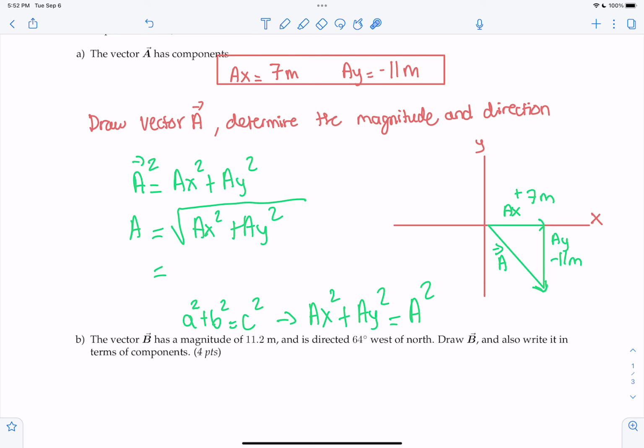And remember, magnitude only refers to the absolute value of your answer. Technically this doesn't matter here. You won't ever get a negative, because for the negative 11, if we were to plug that in for AY, it's squared. If you multiply two negatives together, negative 11 times negative 11, you're going to get a positive answer. So it doesn't really matter. You're always going to get a positive answer here for your vector.